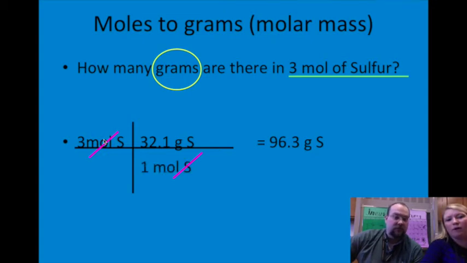I have for every 1 mole of sulfur, it's 32.1 grams. And where did I find that? Periodic table, element 16. Then I'm going to multiply across and divide by 1. Same thing, and there we are, 96.3 grams of sulfur. Pretty easy, right?